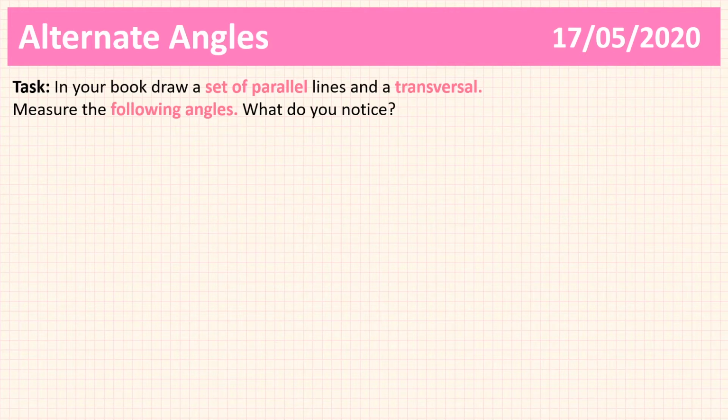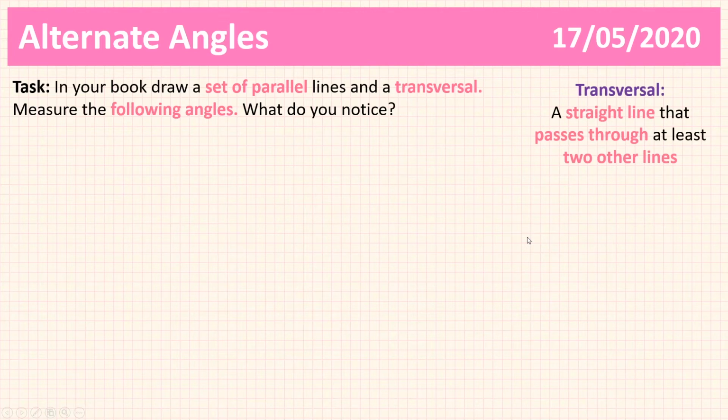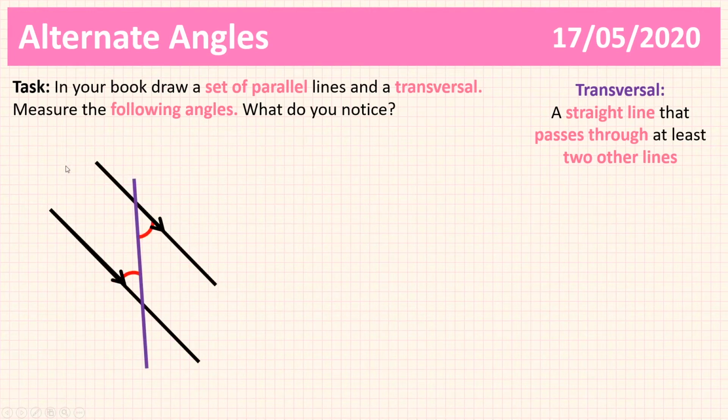So your first task is to draw a set of parallel lines and a transversal. Just to remind you, a transversal is a straight line that passes through at least two other lines, and then you're going to measure the following angles. So here's my diagram. There in black are my parallel lines, in purple is my transversal, and the two red angles are the ones I'm going to measure. So pause the video and have a measure.